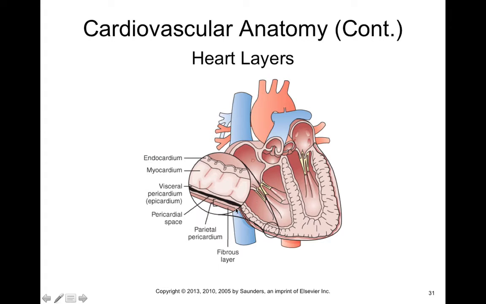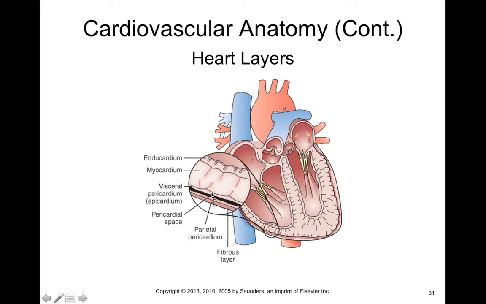Now the wall of the heart, as we mentioned earlier, is surrounded by a pericardium. So we have two types of pericardium, serous and fibrous pericardium. Remember, serous membrane is more of a lubrication membrane. And there's two layers to this serous membrane. We have the visceral and parietal layers.